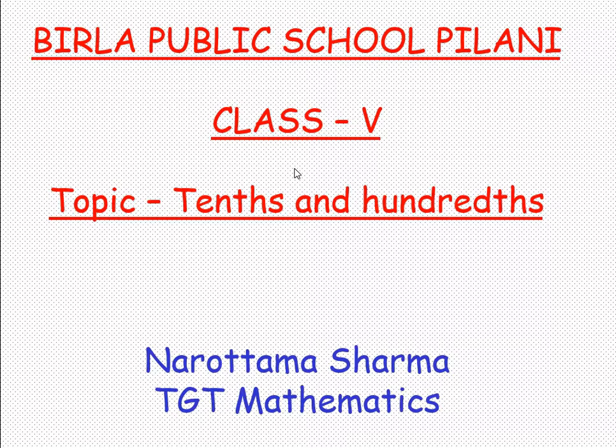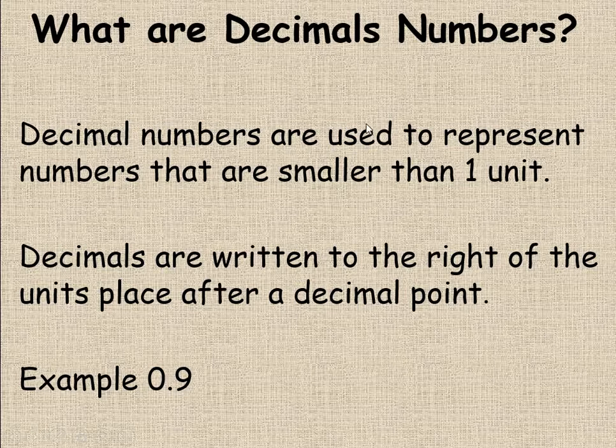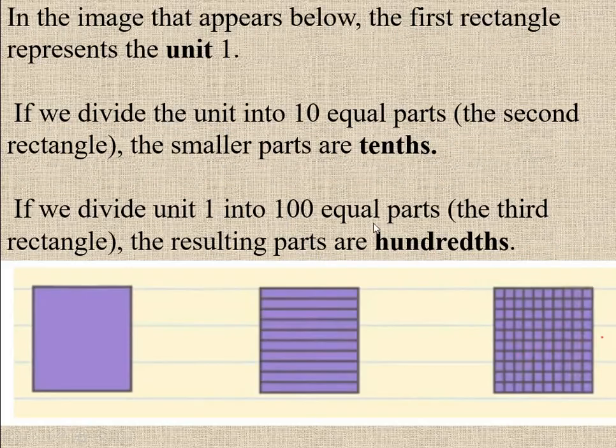Today I am going to discuss a topic from class 5, tenths and hundredths. In this topic, we are going to discuss the concept of decimal numbers. So, here we go. What are decimal numbers? Decimal numbers are used to represent the numbers that are smaller than 1 unit. Decimals are written to the right of the unit's place after a decimal point, for example 0.9.